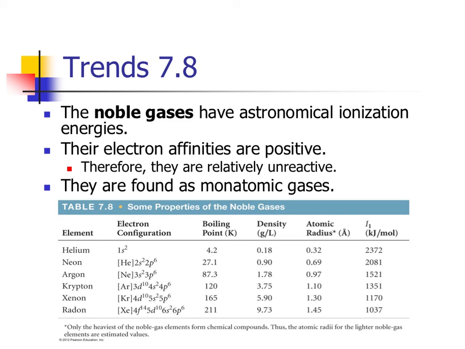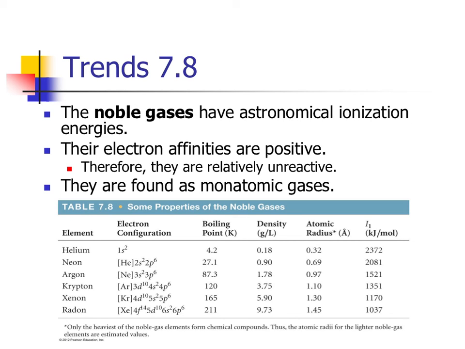And the last group that we talk about for their trends is the noble gases. They have astronomically high ionization energies. Why? Because they have an octet. They have all the electrons that they want, and therefore they do not want to lose any electrons. They also have electron affinities that are positive and therefore are pretty much unreactive. Hence the name noble gases.